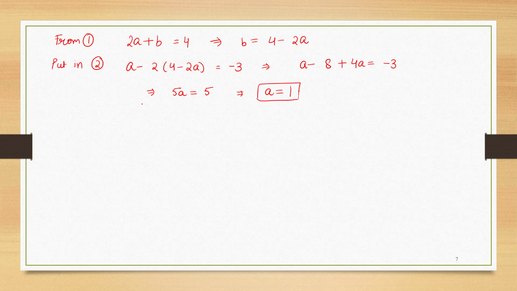But from here we have B is equal to 4 minus 2A. That is 4 minus 2 into 1, 4 minus 2, this is equal to 2. So B is equal to 2.